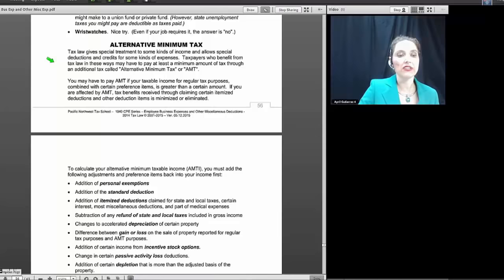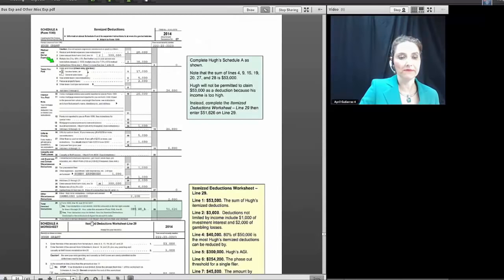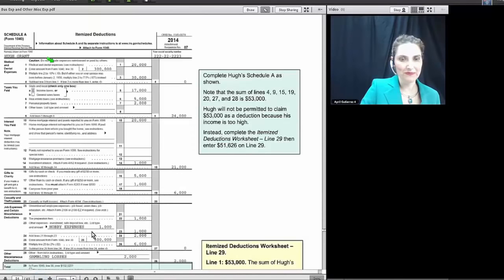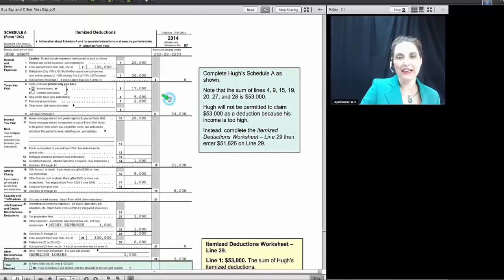And the lines of Schedule A that are most directly targeted, I'm going to go back in here, this line right here, line 9, any number entered on line 9 is gone under the AMT, not allowed. And you can see for this particular filer, it's a big number.